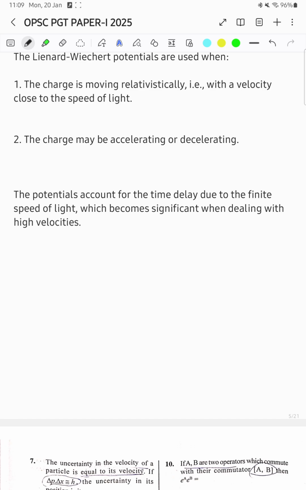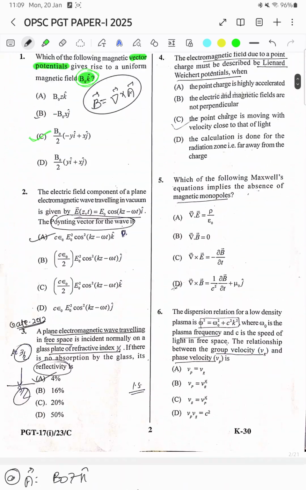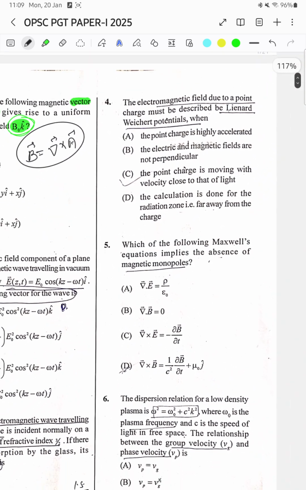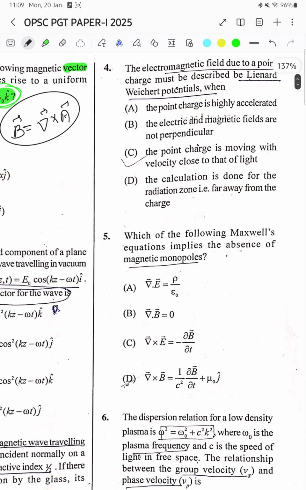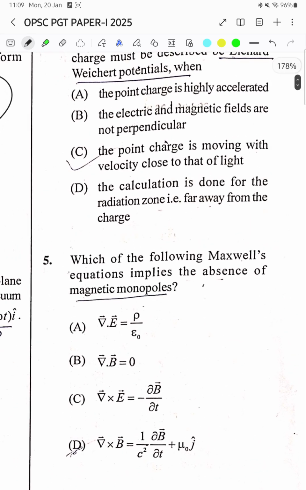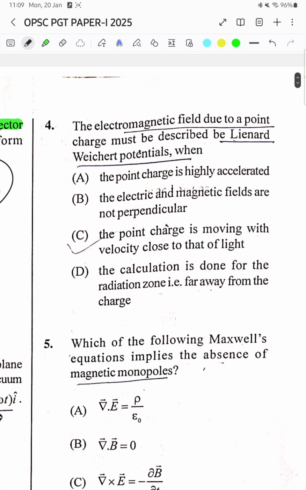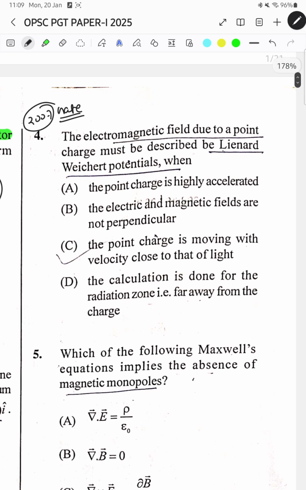The charge is moving relativistically, that I have mentioned, with a velocity close to the speed of light, and the charge may be accelerating or decelerating. Okay, so basically for the answer here, we have to look at the options. What is the appropriate option here? This question was also asked in the 2007 GATE paper. You can also refer to it.